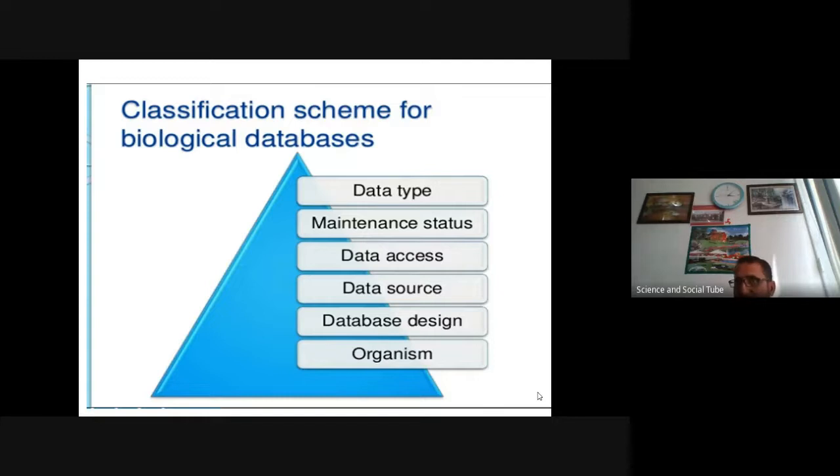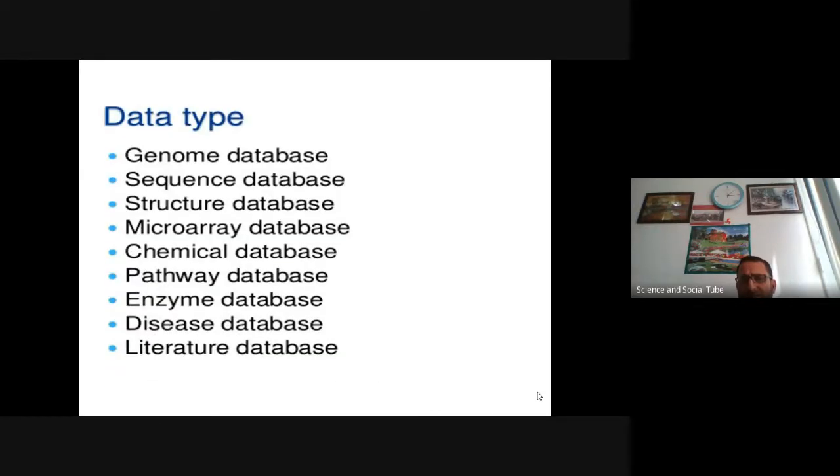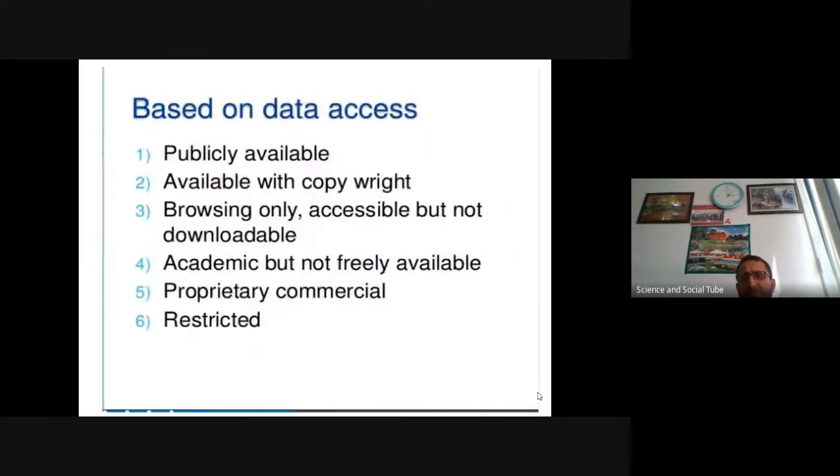There are also databases based on organism names. Like I told you, C. elegans, the zebrafish database, or the yeast database. So there are different types of databases on the list, like genomic databases, structure databases, enzyme databases, based upon the data access. Whether it is publicly accessible, whether you need permission, whether it is only available for academic people, or whether it is restricted only for commercial purposes. So many things are there.